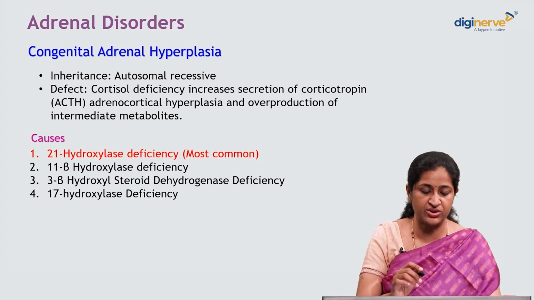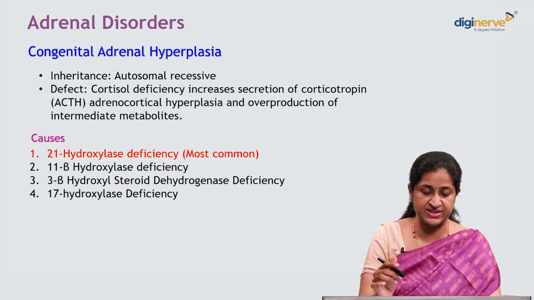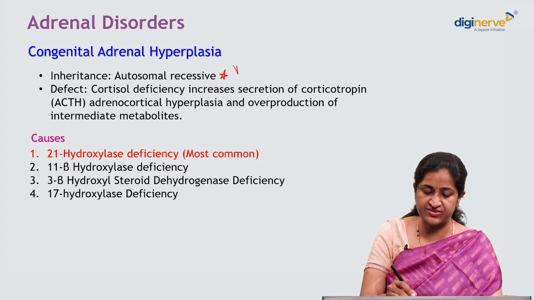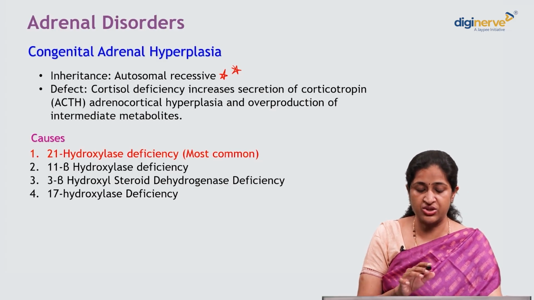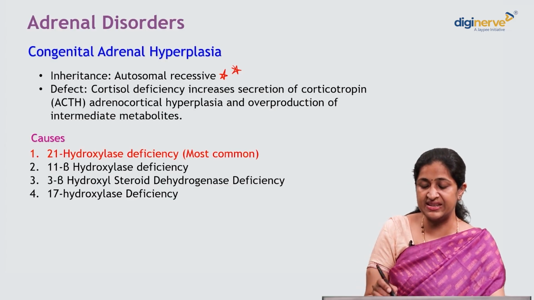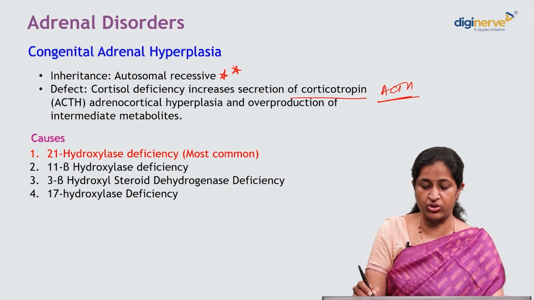Coming to adrenal disorders. First, the most important, congenital adrenal hyperplasia. The inheritance of this is autosomal recessive, which is very important. Here you have a defect resulting in cortisol deficiency, so there is increased secretion of corticotropin or the ACTH hormone.